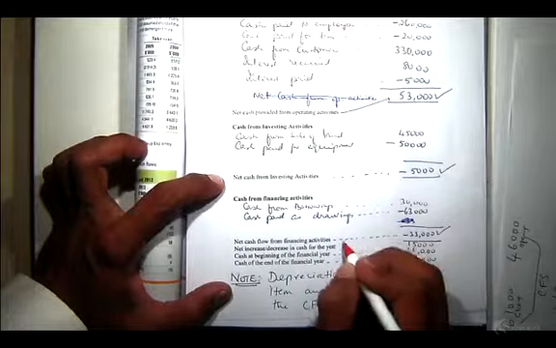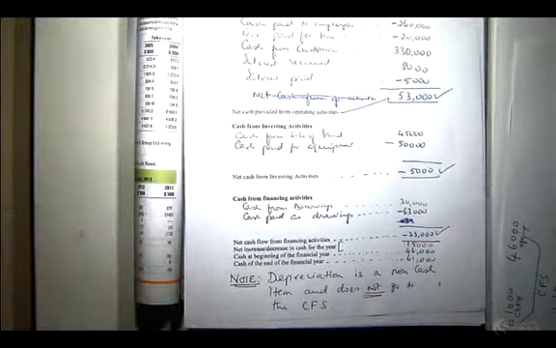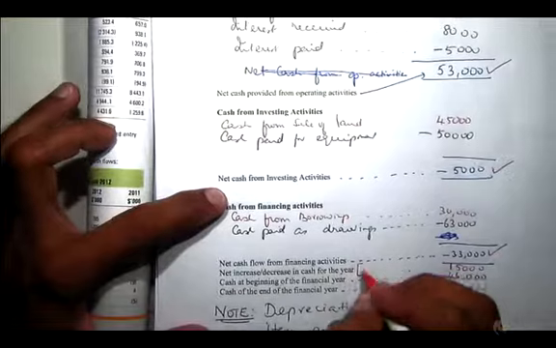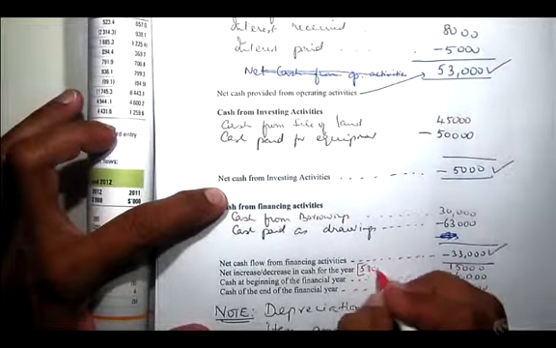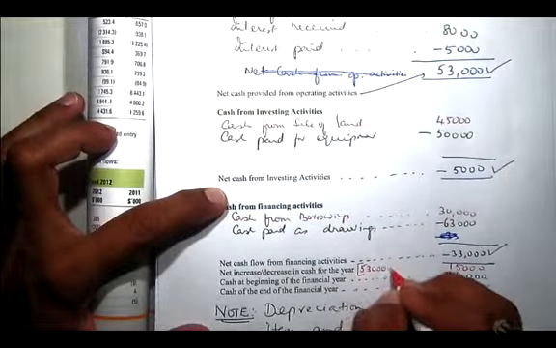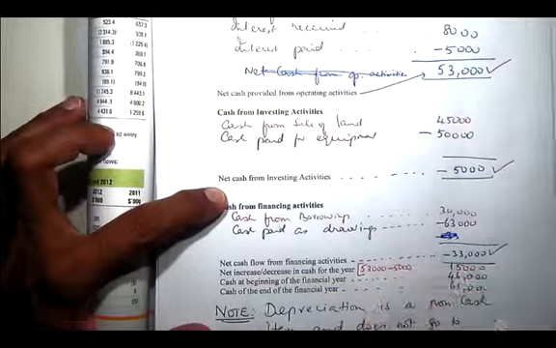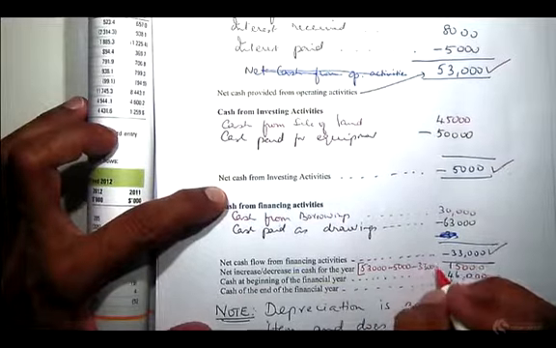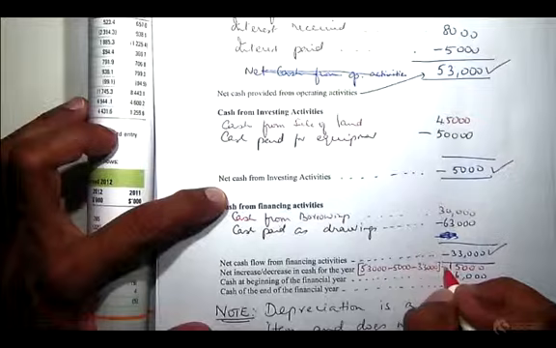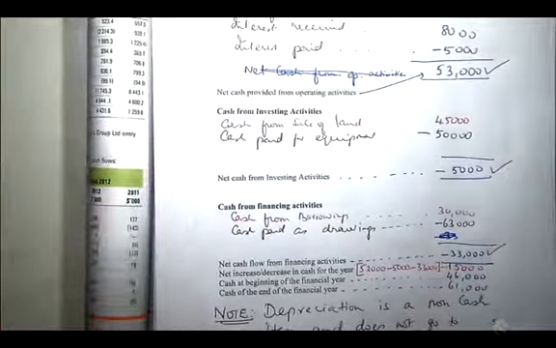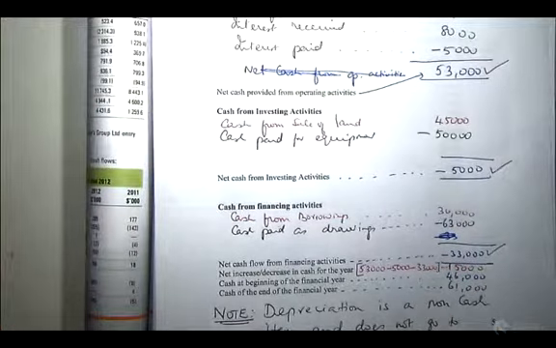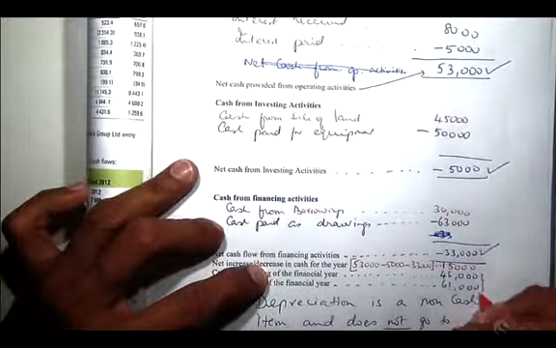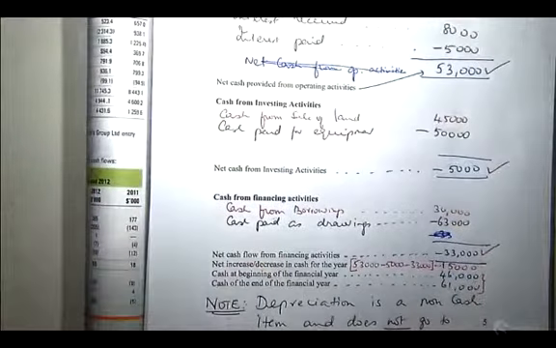And how do we get that $15,000? I'll make it bigger. It's plus 53,000 from operations, minus 5,000 from investment activities, minus 33,000 from financing activities will give us $15,000 as the net increase in cash. That 15,000 is nothing but the difference between opening and closing cash.